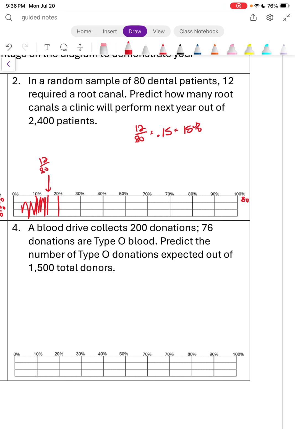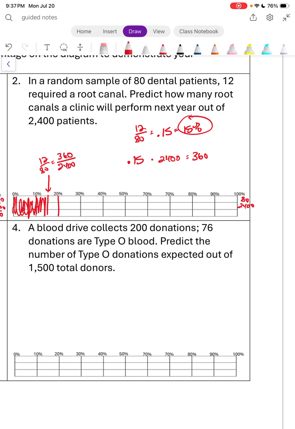Predict how many out of 2,400. So there's 2,400, and this is the same ratios that we've done in times past. So 12 out of 80 is going to be the same thing as how many out of 2,400. Well, we know 15% of them are more than likely going to require this. So 15% of, which means multiply, 2,400 will also more than likely require this dental procedure. When I multiply 0.15 times 2,400, I get 360. So out of the 2,400 patients, 360 out of the 2,400 is the exact same percentage.